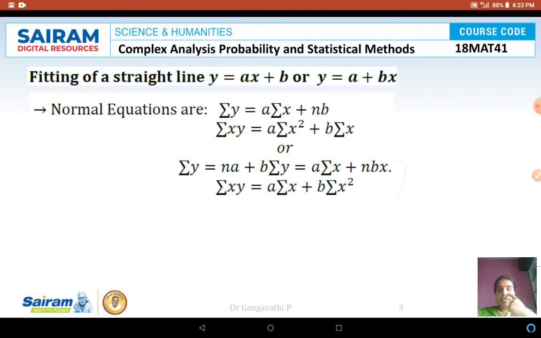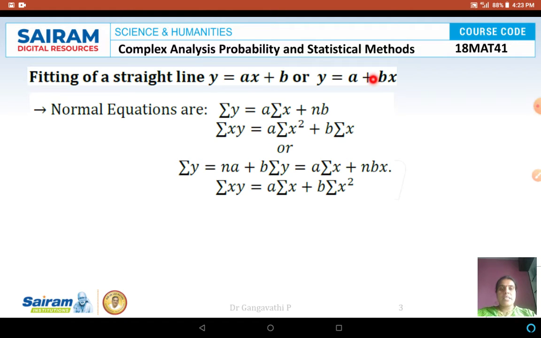The other equation: let us multiply the straight line equation by x and then take the summation. The equation multiplied by x gives xy is equal to a x square plus b x. When we operate the summation, summation xy is equal to a summation x square plus b summation x. These two equations are called the normal equations for the equation of a straight line.